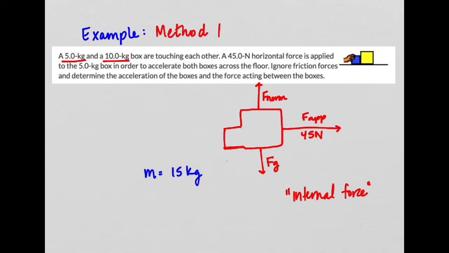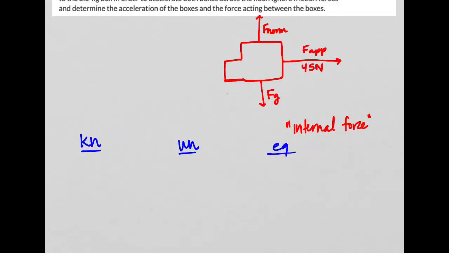All right, so now we can determine the acceleration of our object. We already know our mass. Let's write our knowns and unknowns here. Our mass, we added those two together to get 15 kilograms. What is the force being applied to this singular object? It's 45 newtons. And we're looking for our acceleration. Remember, we're going to assume that this is all just one object, so the acceleration of the one object can be applied to both objects.